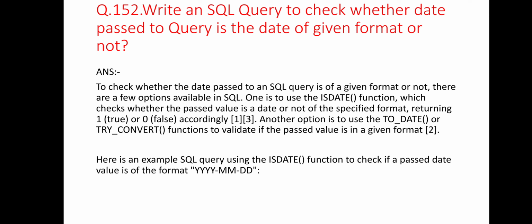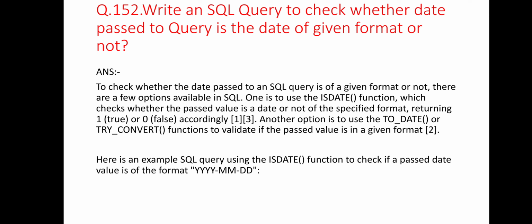Question number 152. Write an SQL query to check whether the date passed to the query is a date of the given format or not. To check whether the date passed to an SQL query is of a given format or not, there are a few options available in SQL. One is to use the ISDATE function, which checks whether the passed value is a date of a specified format, returning 1 for true or 0 for false accordingly. Another option is to use the TO_DATE function or TRY_CONVERT function to validate if the passed value is in a given format.